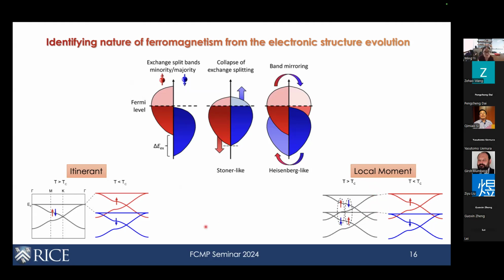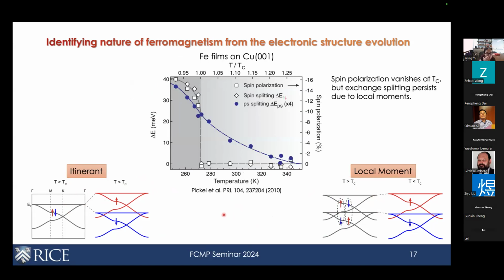So very clearly, there's a straightforward way to tell which side of this nature of the magnetic order we're on, just by following the band evolution across the ordering temperature. To put this into context, let's find the simplest example. People have done this routinely for magnets, and here's an example: photoemission measurements on an iron film grown on a copper 001 surface.